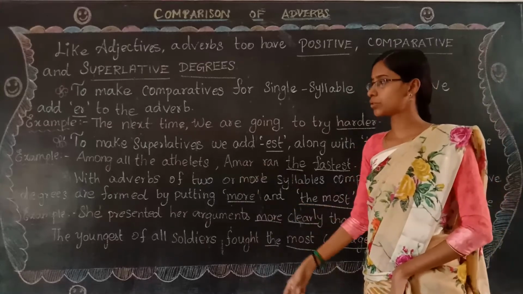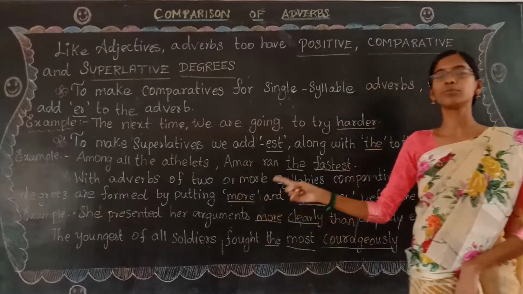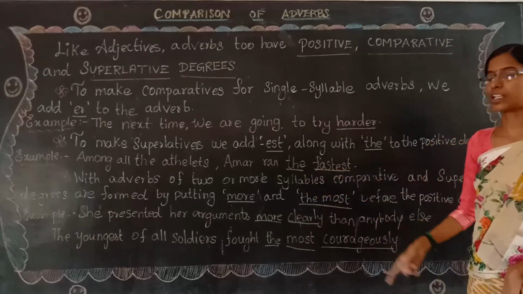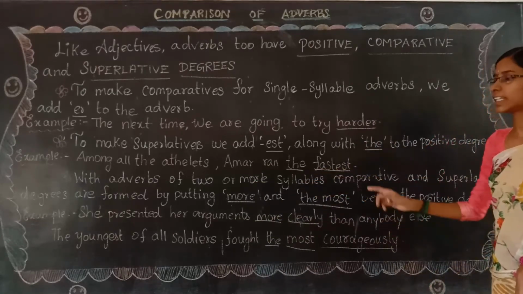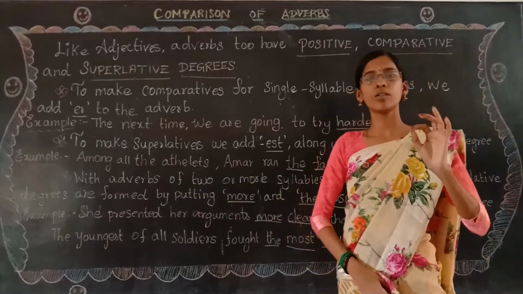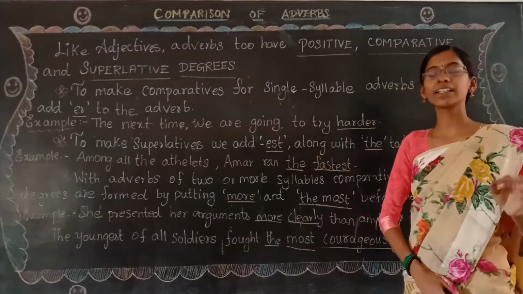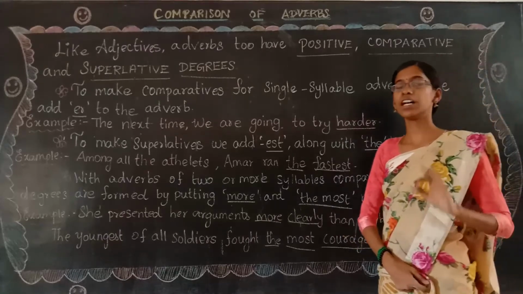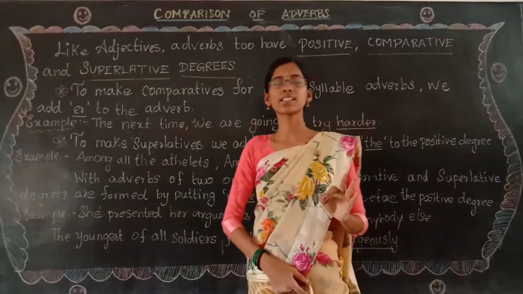And our third rule is with adverbs of two or more syllables. If you are comparing words of two or more syllables, then the comparative and superlative degrees are formed by putting more for the comparative degree and the most for the superlative degree. So these are our three rules for the comparison of adverbs.